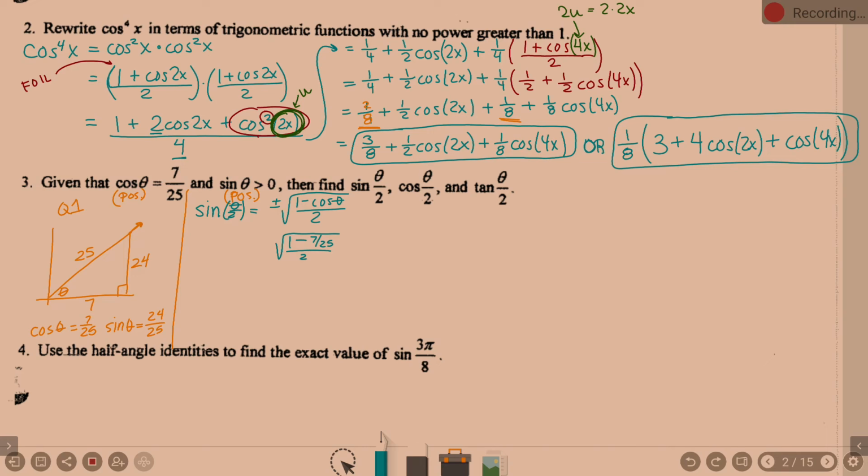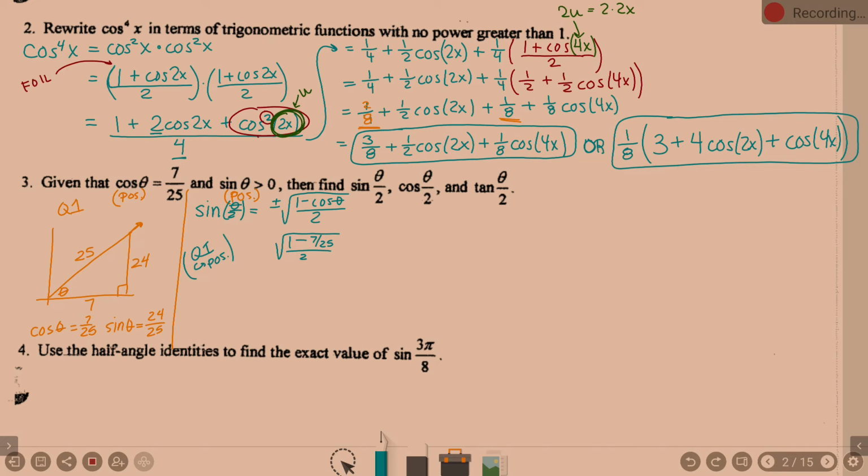And one thing you also need to take into consideration here is that this was theta that put us in quadrant 1, yes? Theta divided by 2 is going to be an even smaller angle. So is theta divided by 2 still going to be in quadrant 1? Yes. That is always something to think about. But because we're in quadrant 1, it is positive, so I'm going to drop off the plus or minus for that reason.